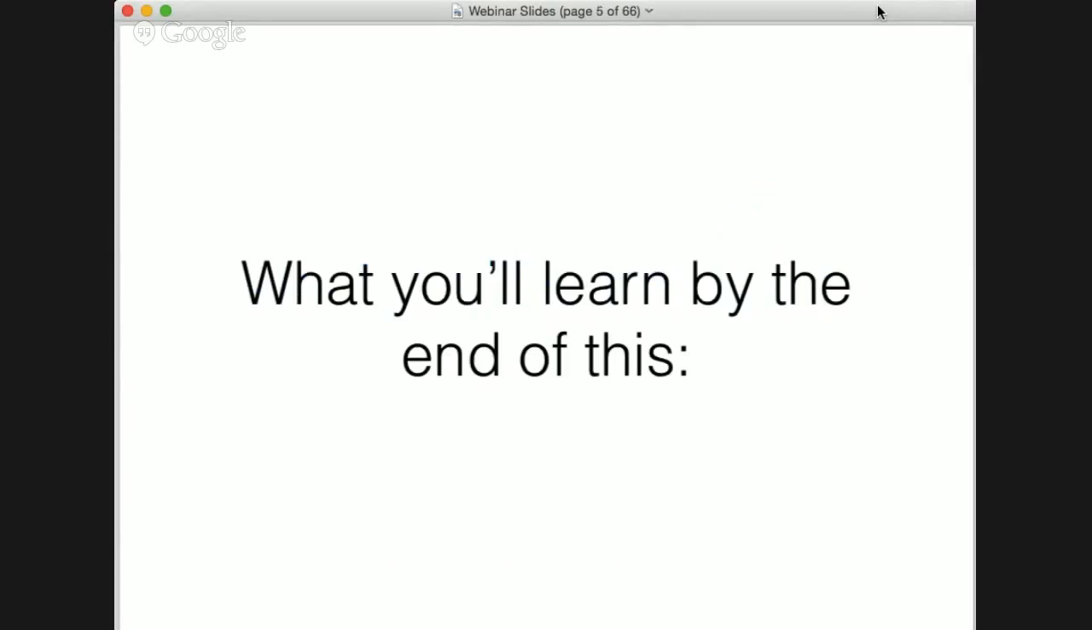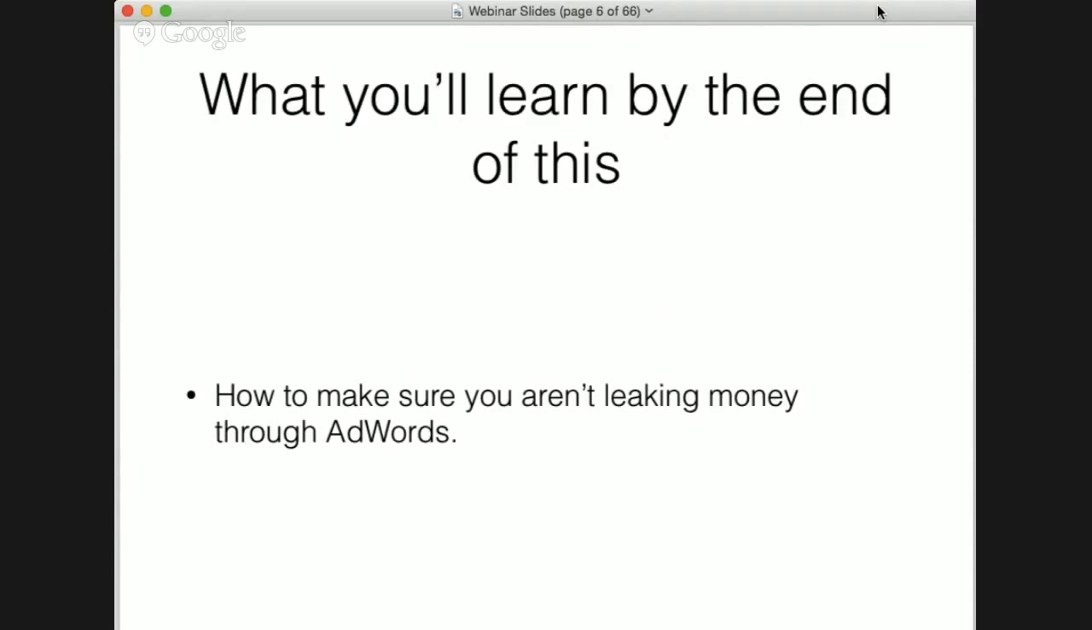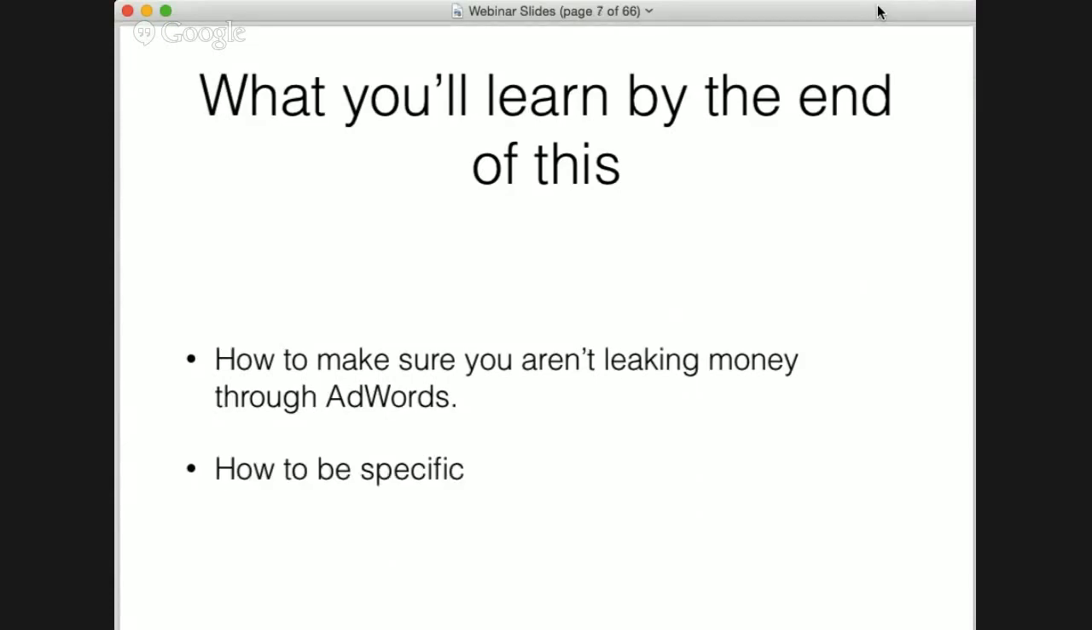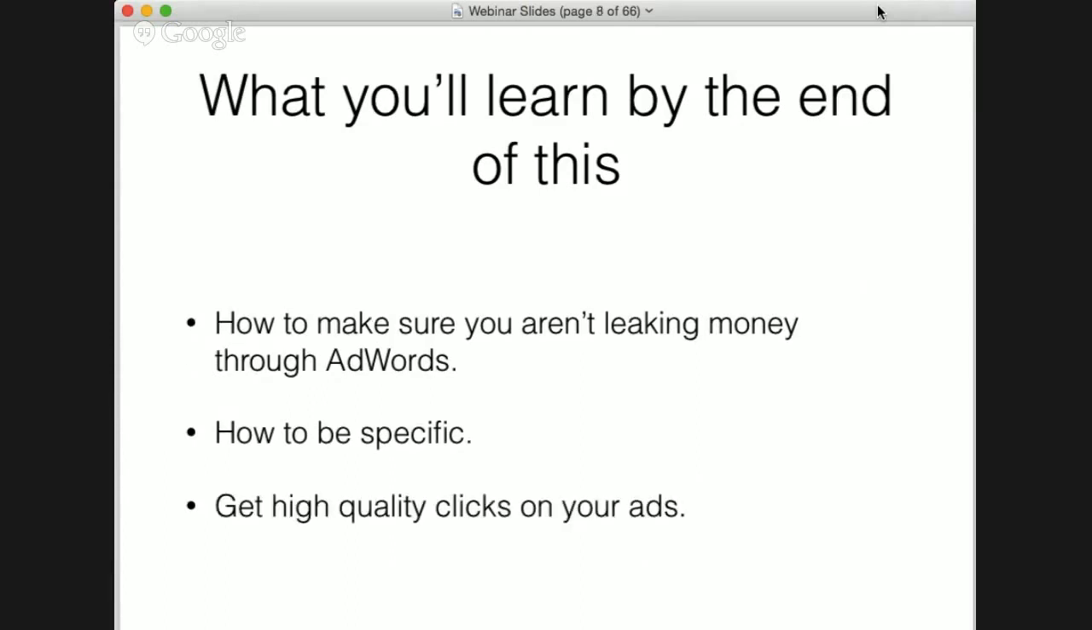So some things you will learn at the end of this webinar. You'll learn how to make sure you aren't leaking money through AdWords, which is very important because it's kind of tough to plug those holes once they open up. And then we'll learn how to be specific, and by being specific, you will save a ton of money. And then we'll also talk about how you get high quality clicks on your ads, which sort of goes back to the being specific portion of this, because you'll see how this all sort of works together.